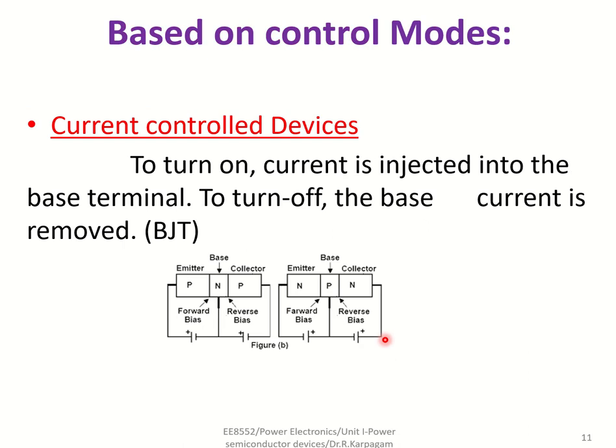Based on control mode, devices are classified as current controlled devices and voltage controlled devices. Current controlled devices: BJT is said to be a current controlled device. To turn on, a current is injected into the base terminal. To turn off, the base current is removed from the BJT.